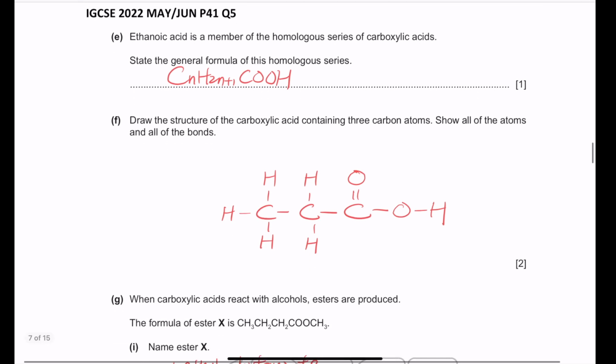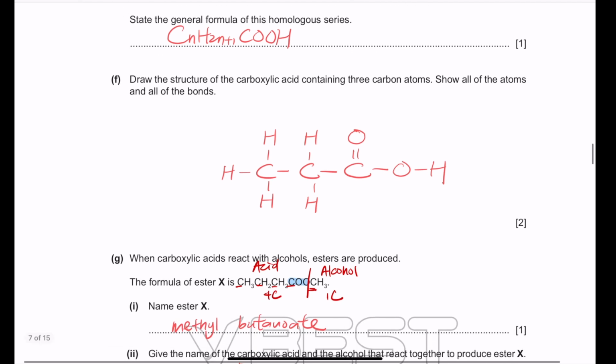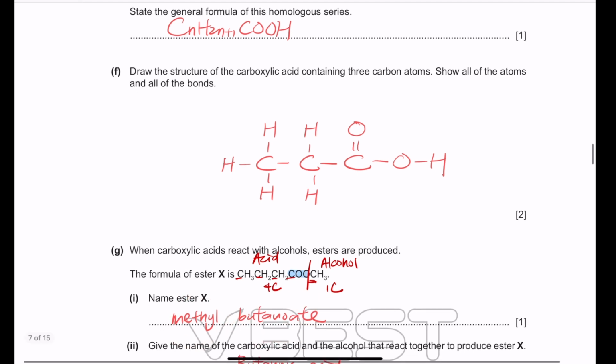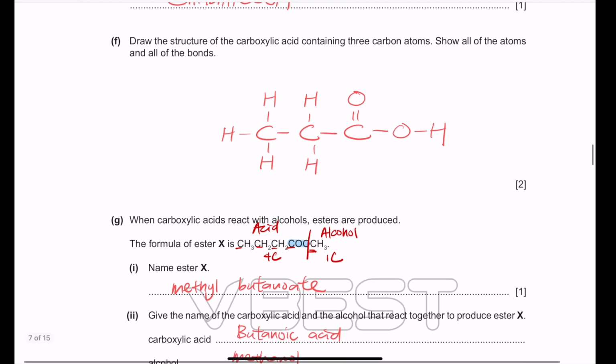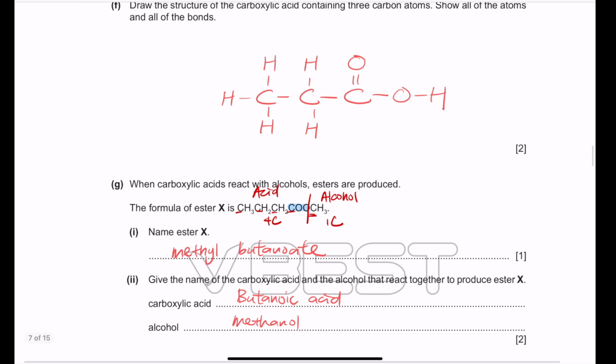So what is ester X? Yeah, so how do you name the ester easily again? First, always locate the COO. Okay, shortcut: locate COO, and the hydrocarbon that's attached to the O in COO belongs to the alcohol part. See, alcohol part, 1 carbon. Acid part, 1, 2, 3, 4 carbons. That's it. So you see, alcohol part, 1 carbon. Acid part, 4 carbons. Okay, and give the names of the carboxylic acid and alcohol that react together. Okay, butanoic acid and methanol.